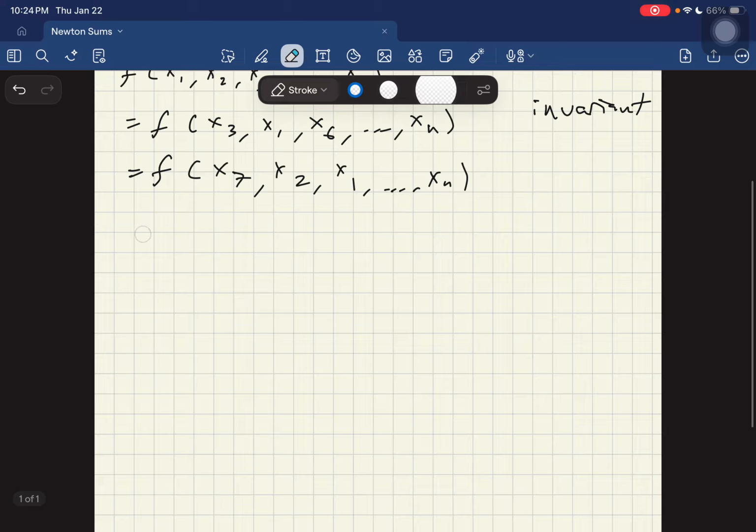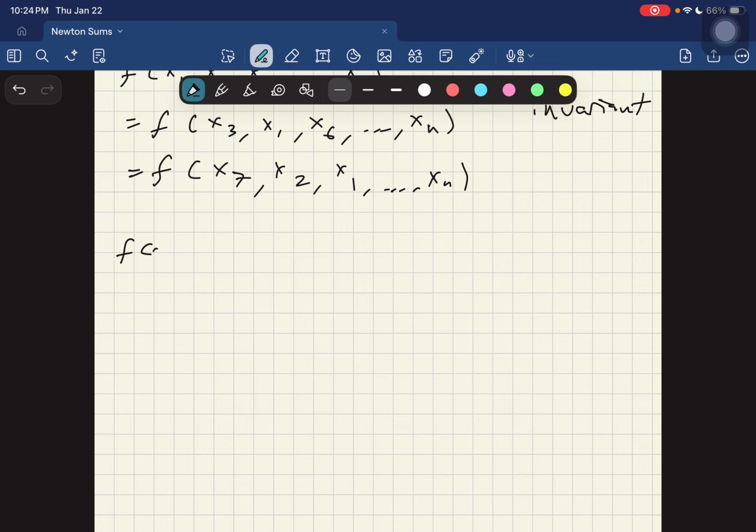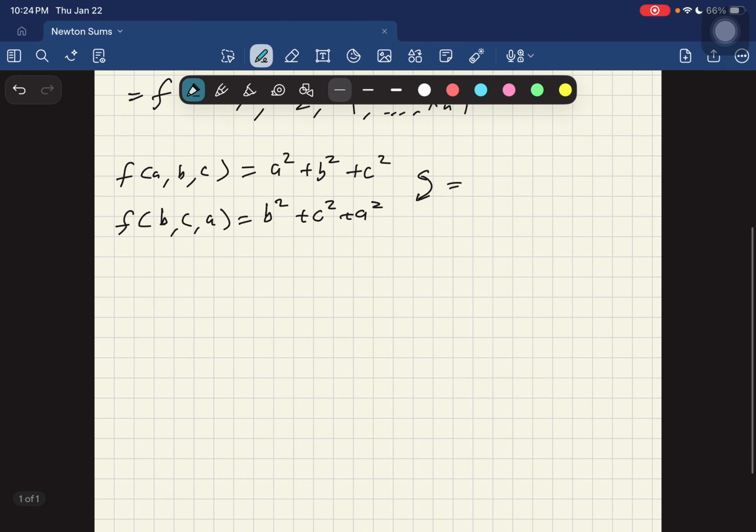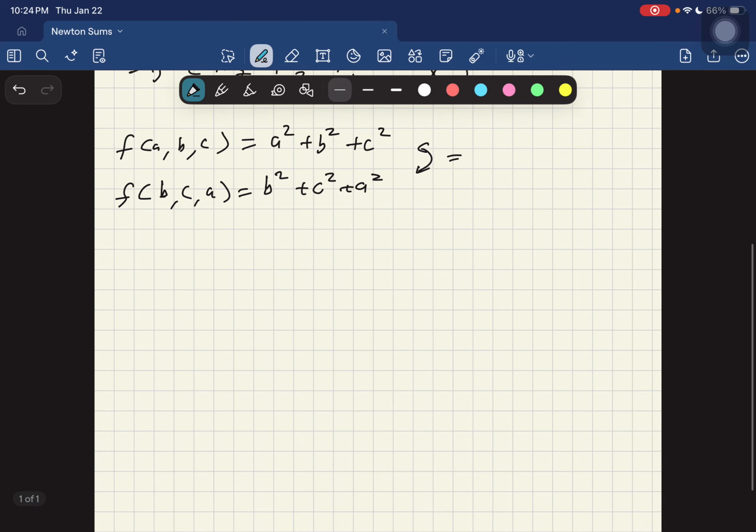Let me just show you guys with a quick example. Let's say you have f of a, b, and c, and it's equal to a squared plus b squared plus c squared. Then, if you were to switch around the ordering of these variables and you did b, c, a, this would be equal to b squared plus c squared plus a squared. And so you can see that these are equal. It will also be equal no matter how you rearrange these variables. And so that's why this is considered a symmetric polynomial.